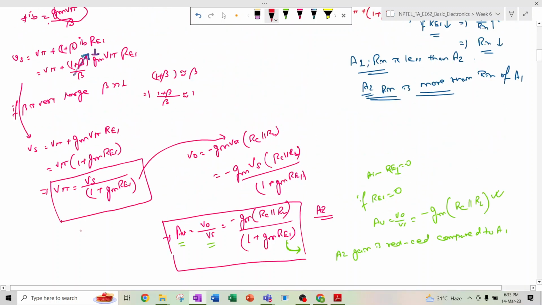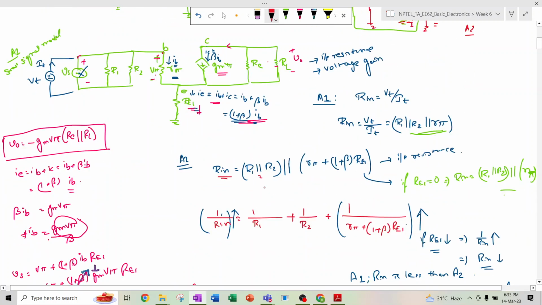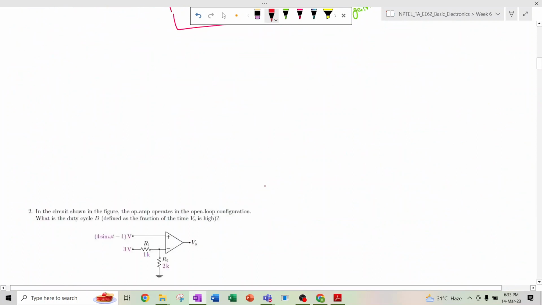Okay, so now what is happening? If we consider this small signal analysis, how are V pi and Vs related? I am drawing this small signal model again. Sorry. So there will be Vs for the A2 configuration, right?